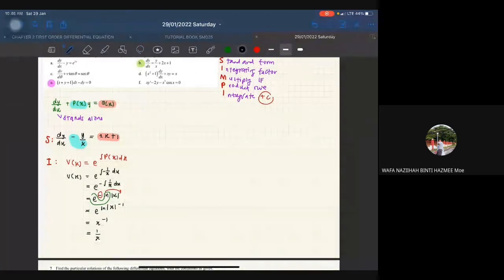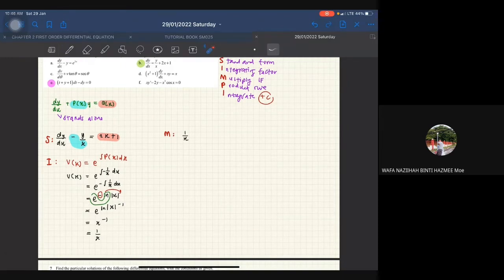Okay, jom sambung. Now we need to multiply our integrating factor. Multiply integrating factor kita akan dapat 1 over x. Maksud multiply is awak akan darabkan integrating factor ni dekat setiap term yang ada. So this one darab dengan integrating factor, this one darab dengan IF, this one as well darab dengan IF. Dia mesti lengkap semua-semua tu. So 1 over x dy/dx minus 1 over x times y over x equal to 1 over x times (2x plus 1).